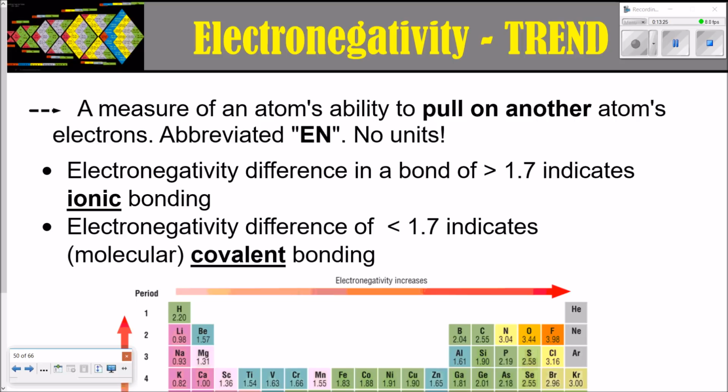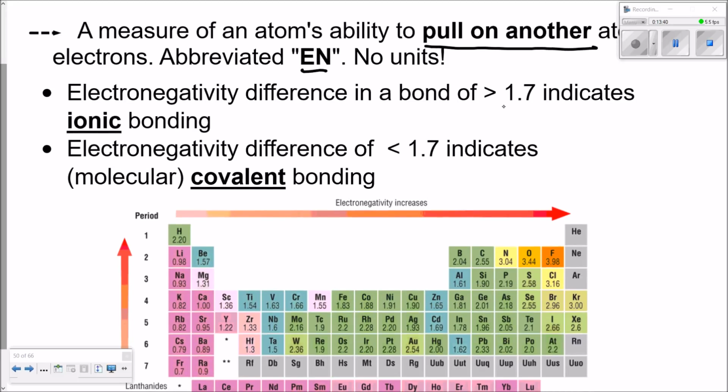Electronegativity. Electronegativity is the measure of an atom's ability to pull on another atom's electrons while they are bonded. It's going to be abbreviated EN, and there's no units. Typically, an electronegativity difference in a bond of greater than 1.7 is going to indicate ionic bonding. That means you have a very large difference in electronegativity.